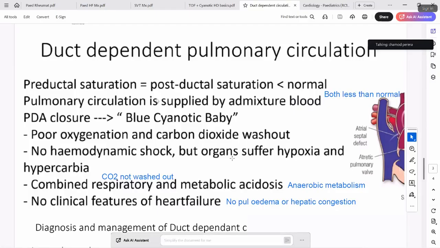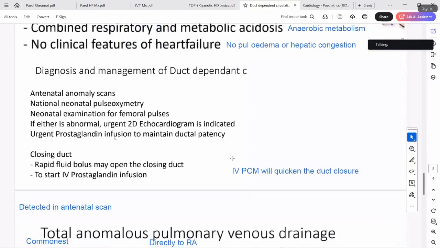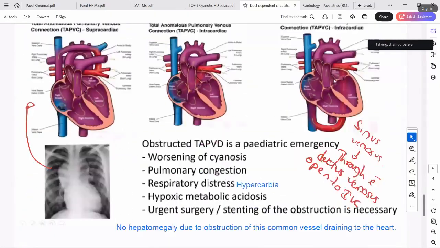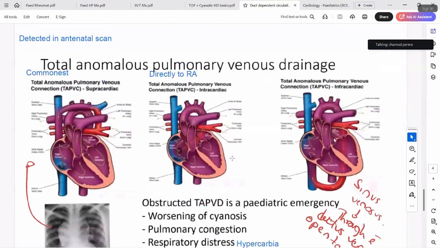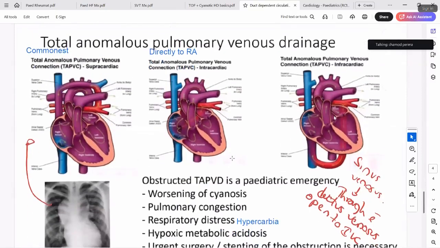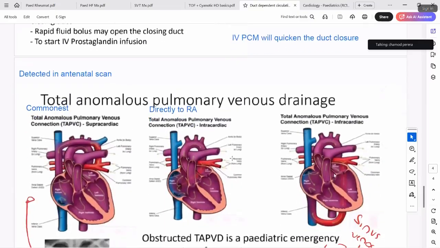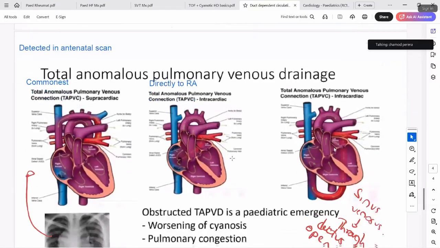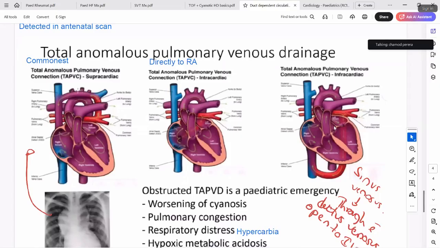Right. This is the other thing you have to know about, total anomalous pulmonary venous drainage. Total anomalous pulmonary venous drainage is totally different from these duct-dependent pulmonary circulations. Right. There are 3 types. The suprathoracic total anomalous pulmonary venous drainage is the commonest type.